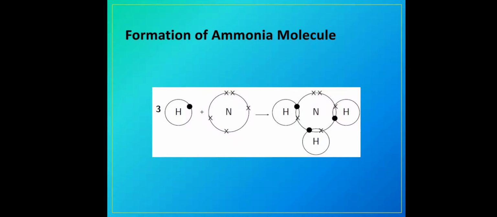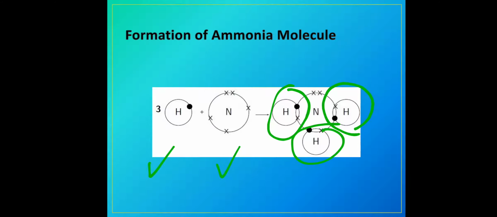Next, we shall see the structure of formation of an ammonia molecule. In this case, it's an electron dot diagram, so we can see only the electrons of the valence shell. Here, we require 3 hydrogen atoms to combine with 1 nitrogen atom. We know hydrogen has 1 valence electron and nitrogen has 5. So 3 hydrogens share electrons with nitrogen, 1 each. There's 1 bond between this nitrogen and hydrogen, another between this nitrogen and hydrogen, and a bond between this nitrogen and hydrogen.